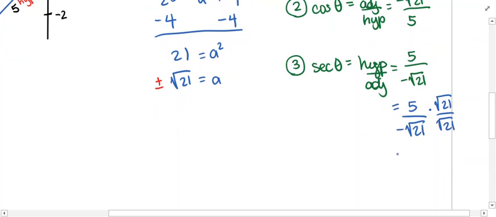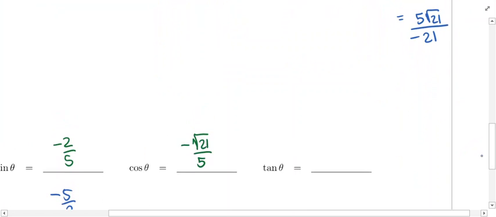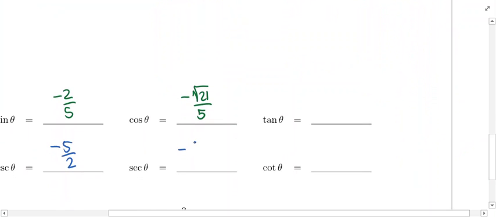So this is going to give me 5 times the square root of 21 in the numerator. The bottom, you'll have your negative sign. The square root of 21 times the square root of 21 is 21. So the answer for the secant of theta is going to be 5 square root of 21 over negative 21, and the negative can be out front. So that is the secant value. I'll put negative 5 square root of 21 over 21. Make sure to rationalize those denominators.